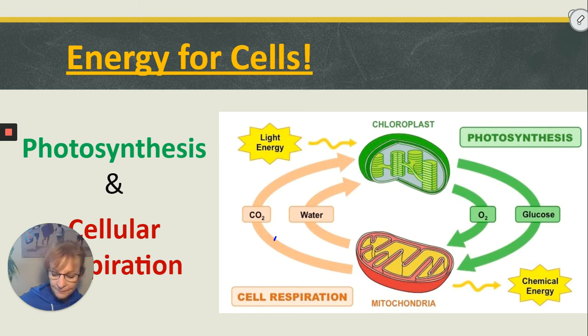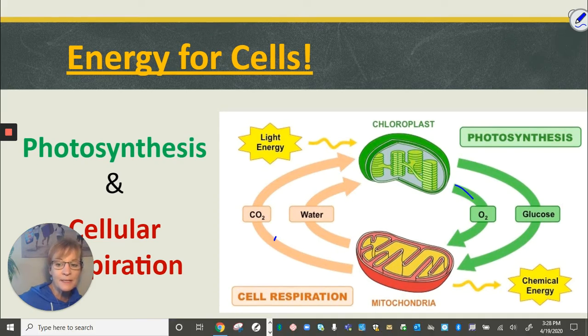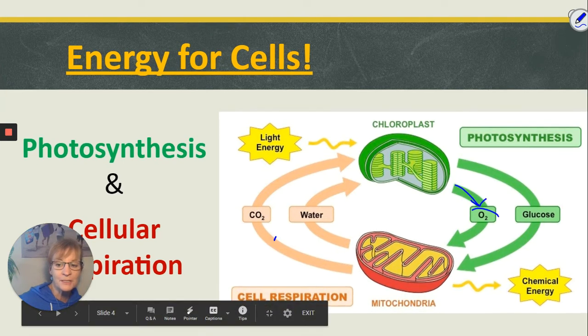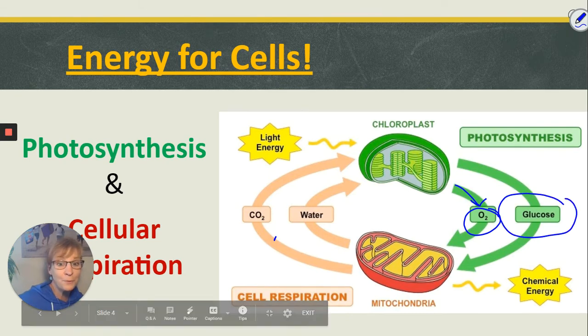Quick review on photosynthesis and cellular respiration. You should remember that these are complementary chemical equations. In photosynthesis, in the chloroplast, you are making glucose. Glucose is being created from energy from the sun, and in that process, oxygen is released. So oxygen is released and glucose is made for the plant. That's the food for the plant.